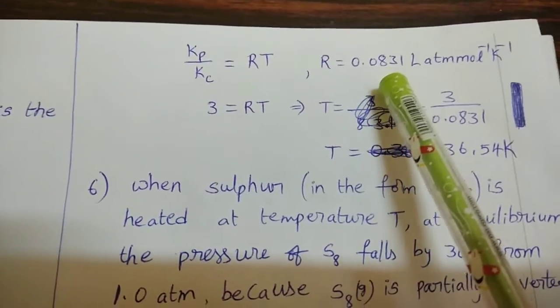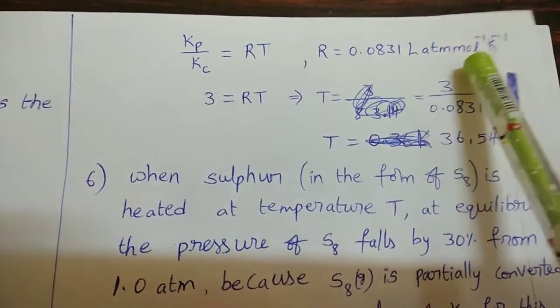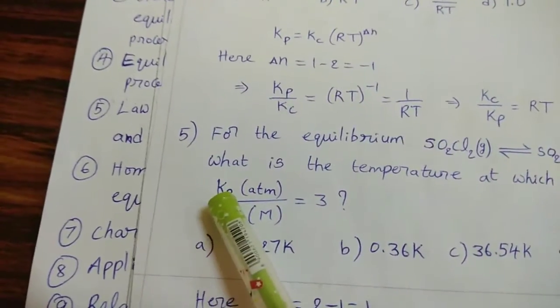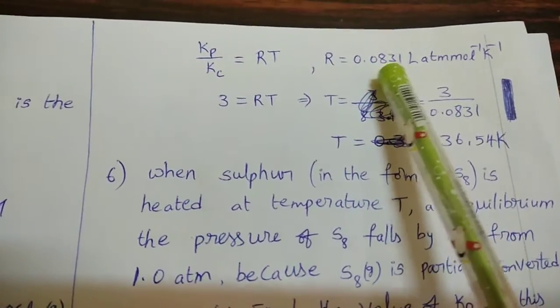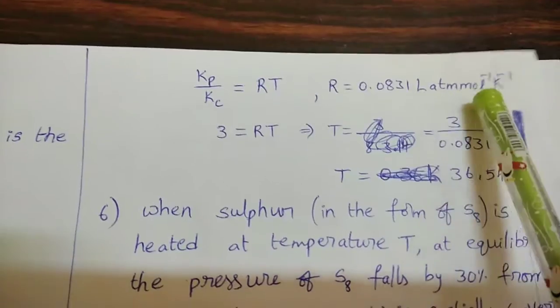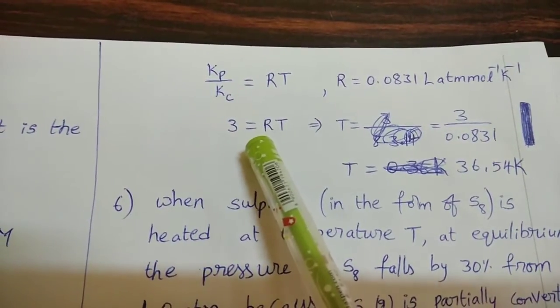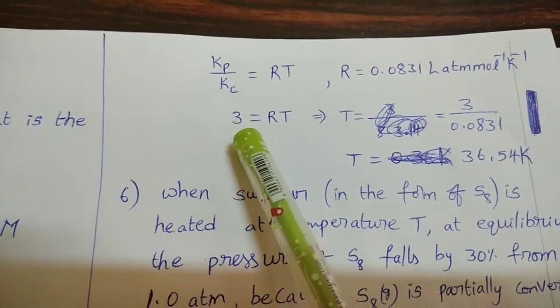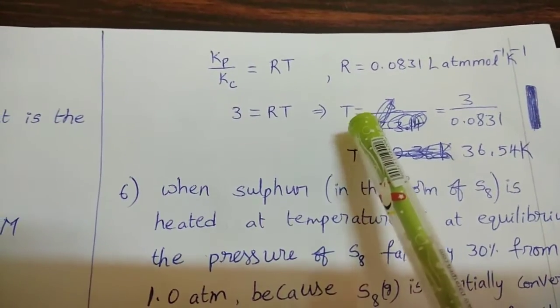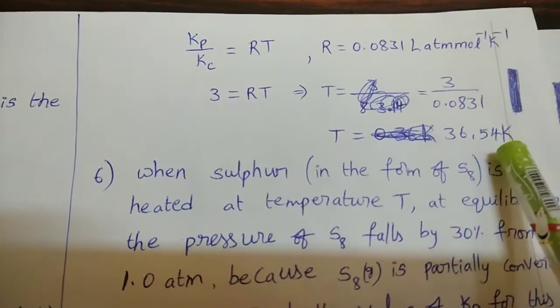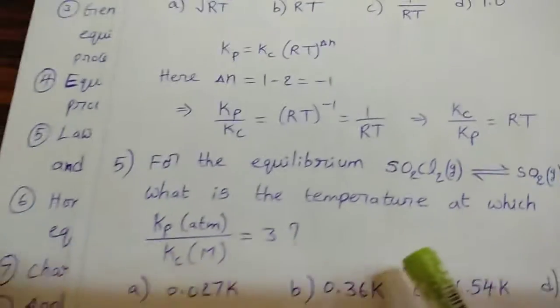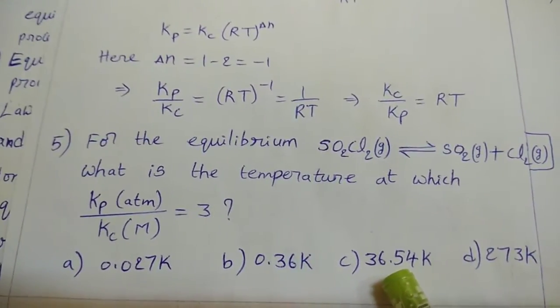Here R equal to 0.0831 liter atmosphere mole inverse Kelvin inverse, because in the question they gave Kp in atmosphere, Kc in molar concentration, moles per liter. That's why R value we have to take 0.0831 liter atmosphere mole inverse Kelvin inverse. Substitute. So Kp by Kc in the question they give 3 equal to RT. T temperature we should find out. T equal to 3 divided by R value. Then we can get T equal to 36.54 Kelvin. So what is the option? Option C is the answer for this.